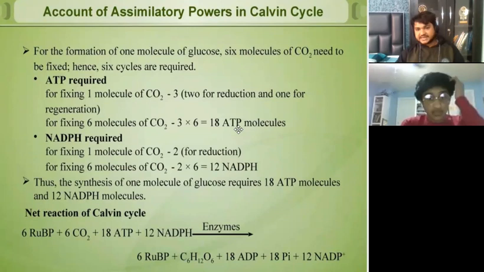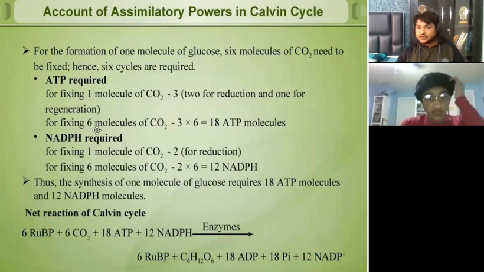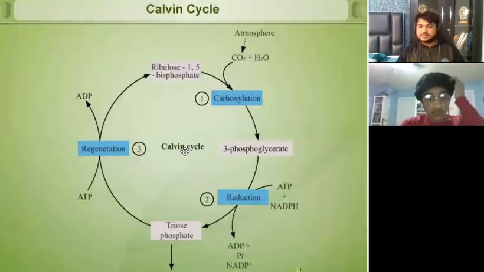18. Yes, 18. See, it is written over here also. 2 for the reduction and 1 for the regeneration. So for the six molecules of CO2, of course, it will be 18. In one cycle, 3 ATP is there. So for the sixth cycle, it would be 18 ATP. Am I right?